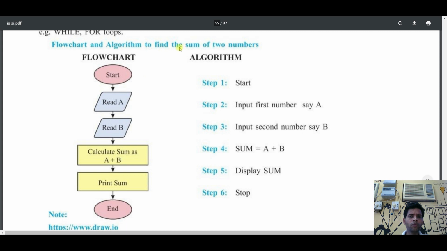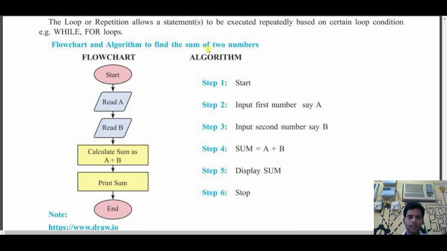Flowchart and algorithm to find the sum of two numbers. You are making a program where the user will give you two numbers and you will find the sum of these two numbers. First of all, we look at the algorithm. Step 1, start. Step 2, input first number and say A. Step 3, input second number and say B. Step 4, sum equals A plus B. Step 5, display sum, and step 6, stop.